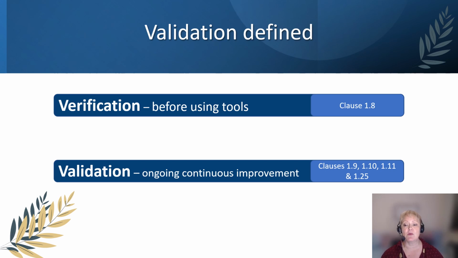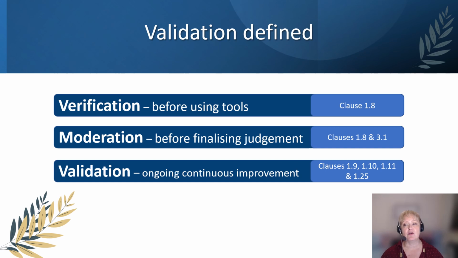Then we've got moderation. Now, moderation, it says here, before finalizing judgment. So this is when we review assessment judgments before we finalize the assessment judgment. In other words, we will review the assessment either before the student is notified of a competency result or before they're issued with the statement of attainment or qualification.